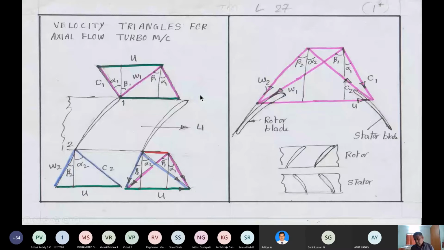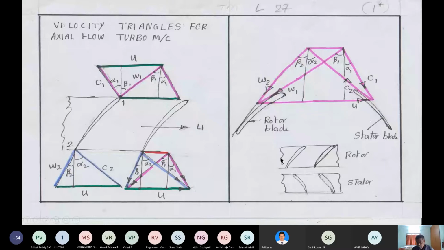Okay, so in the combined velocity triangle, you should know how to sketch the blades, so that you will get some practical or physical idea about how the flow is changing its direction. At the intersection of W1 and W2, you can show the rotor blade, and at the intersection of C1 and C2, you can show the stator blade. So these rotor and stator cascades are shown here.